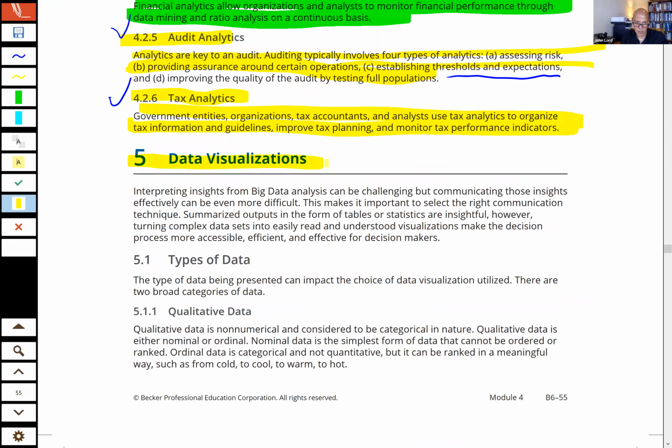This is a big deal because what happens? You're dealing with boards of directors, you're dealing with high-level managers. They're not going to read 300 pages of writing of what you have discovered with your data analytics. They want to see a picture. And even if you do write 300 pages, you're still going to want to include some visualizations in there.